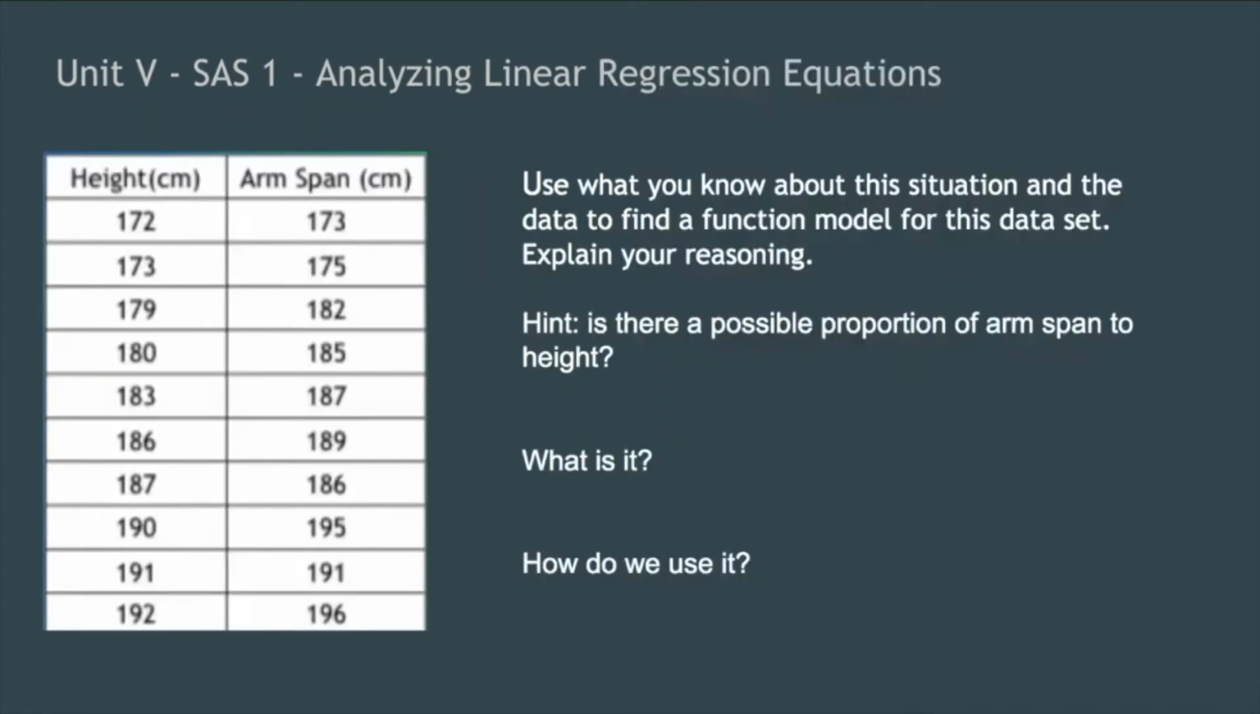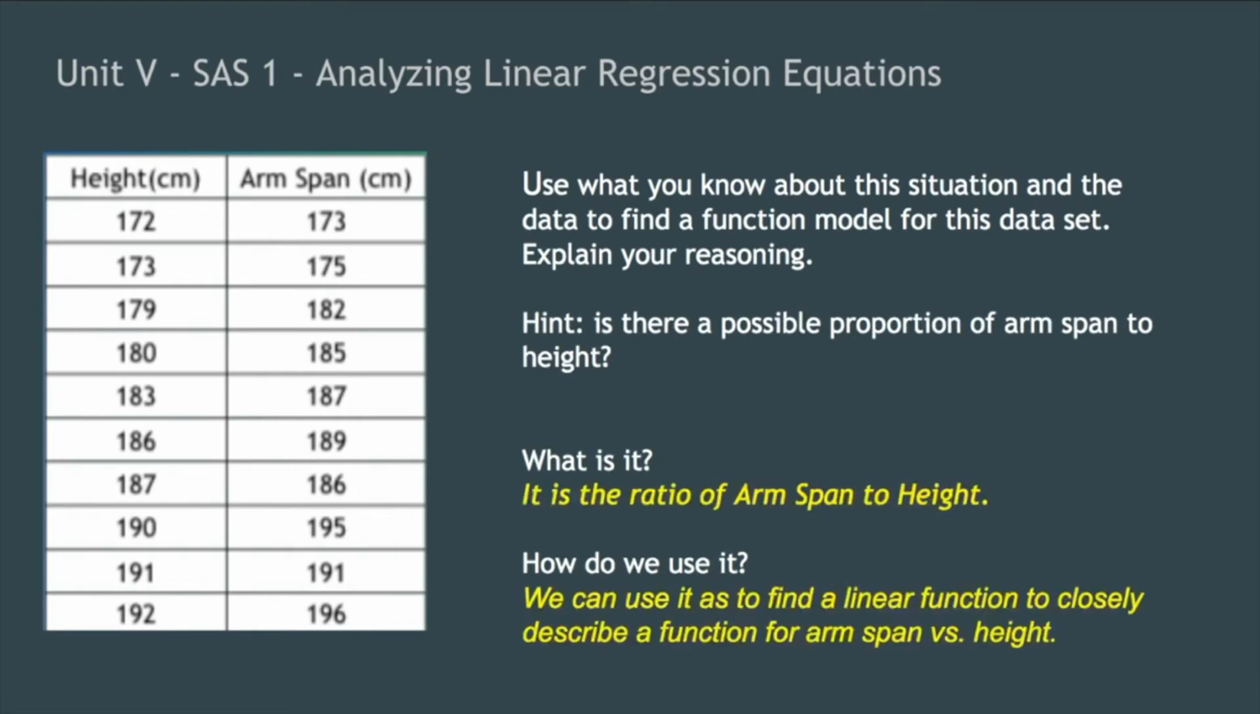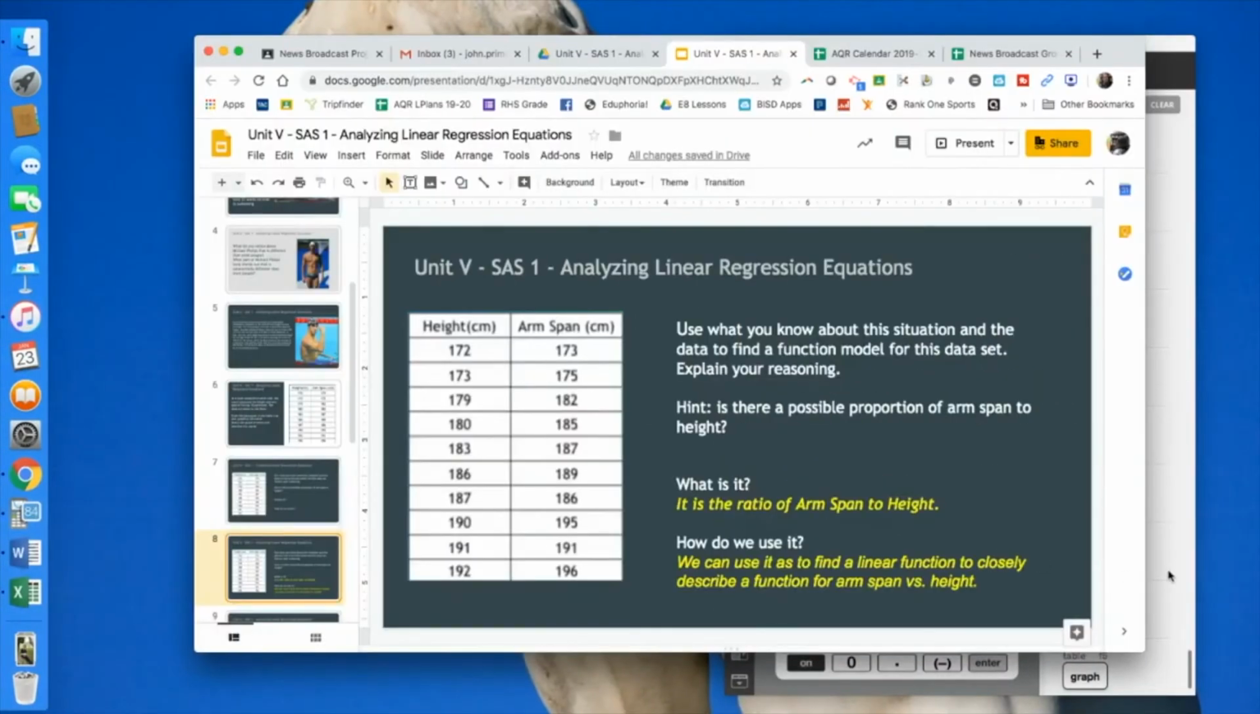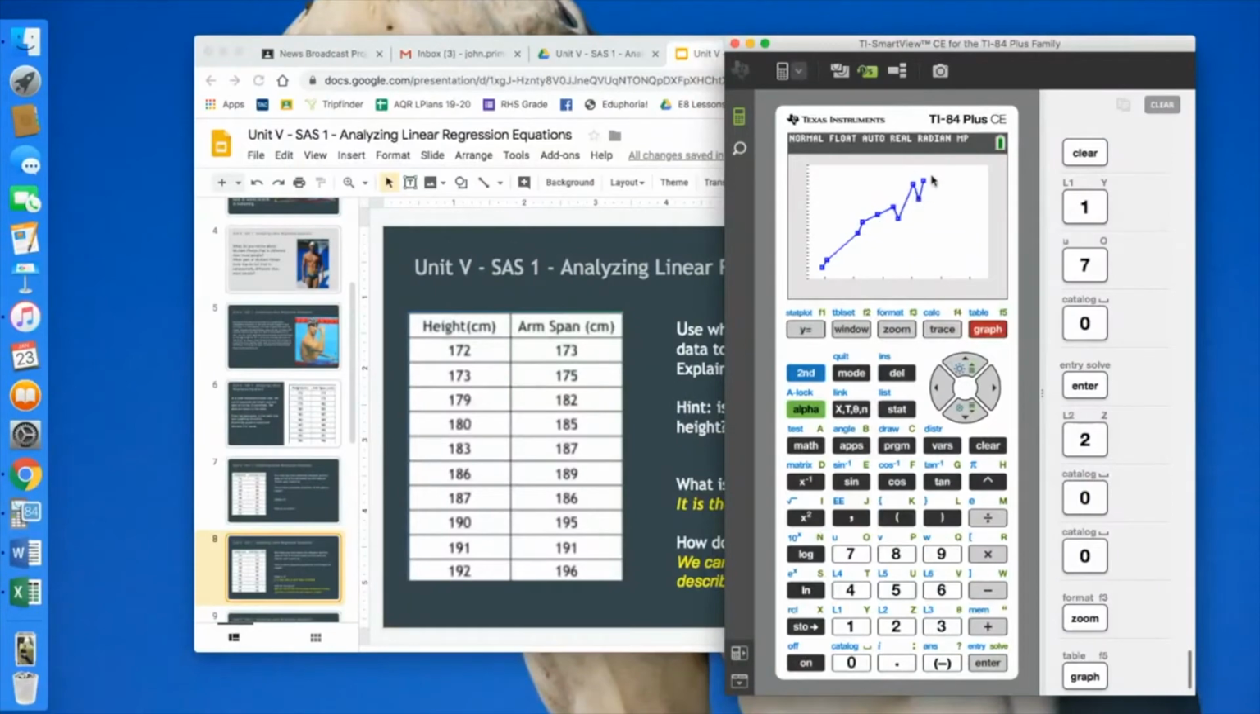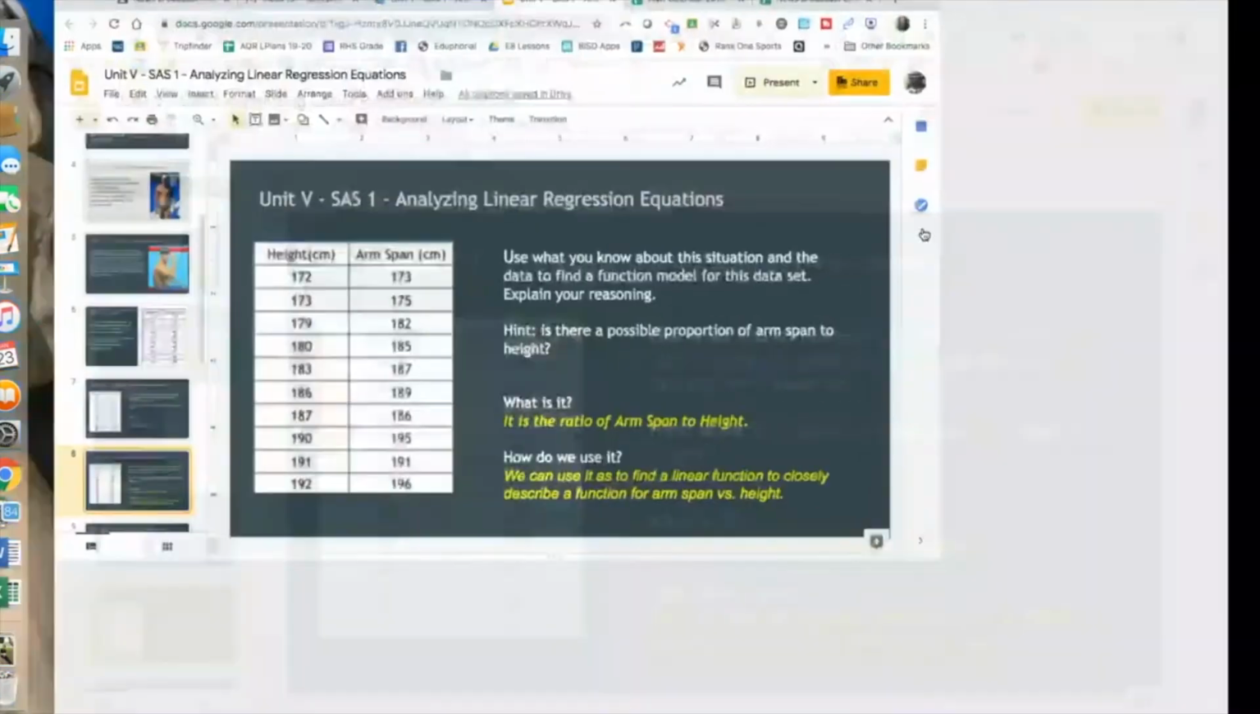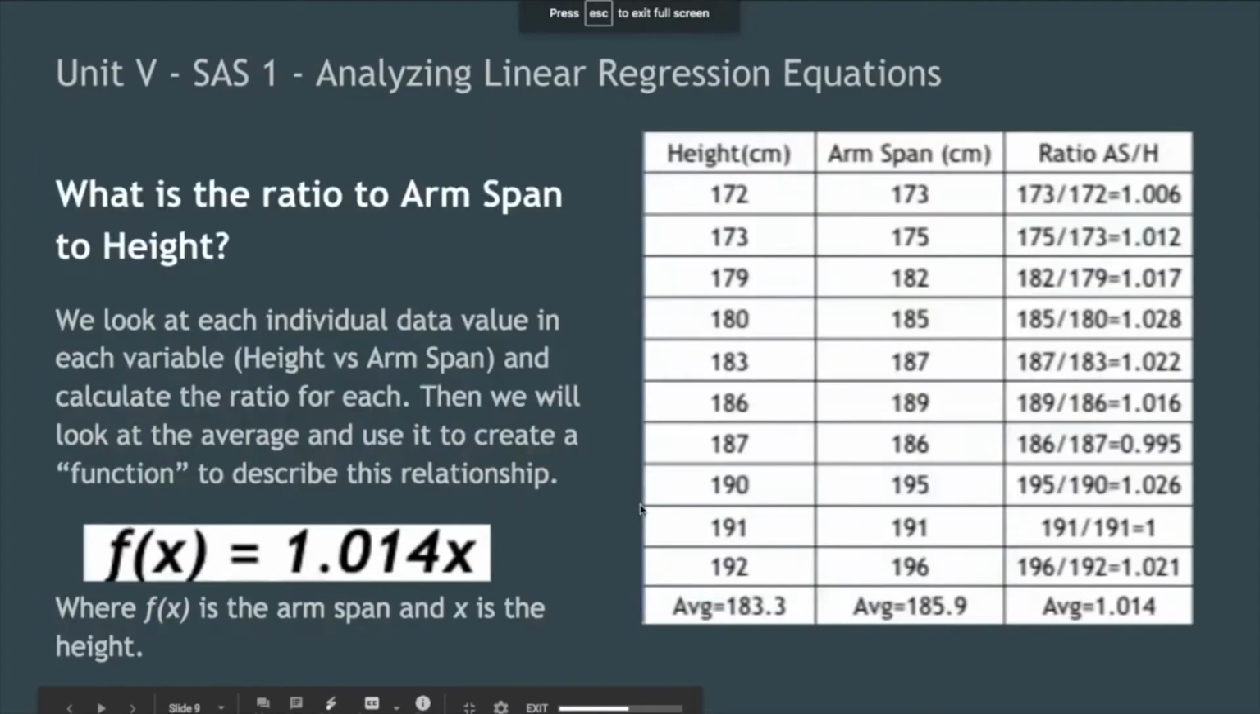So use what you know about this situation and the data to find a function model for this data set. Is there a possible proportion of arm span to height? What is it, and how do we use it? So let's look at this. The possible proportion is the ratio of arm span to height. We just talked about that. We can use it to find a linear function to closely describe the function for arm span versus height. And that's what we did in the calculator. We're looking at a function, and we can do a regression on it if we want to, and we'll talk about that here in the slideshow. Okay, let's move on.